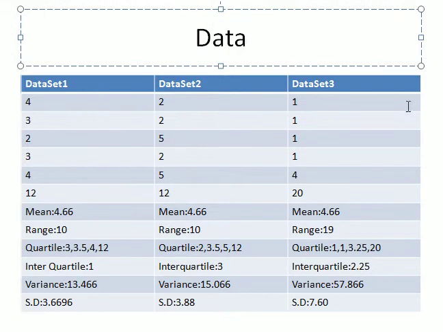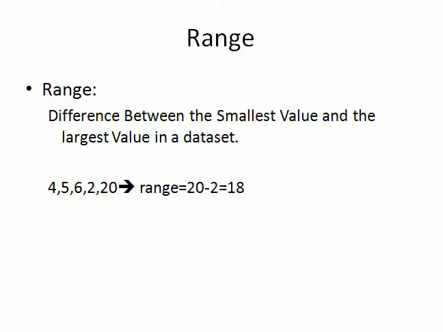Okay, I have given a simple data set 1, data set 2, data set 3. See, these all have the same mean, and they also have the same range. Here I have calculated the quartile, interquartile range and variance. How to calculate the quartile and interquartile range, I have mentioned in the previous slides.